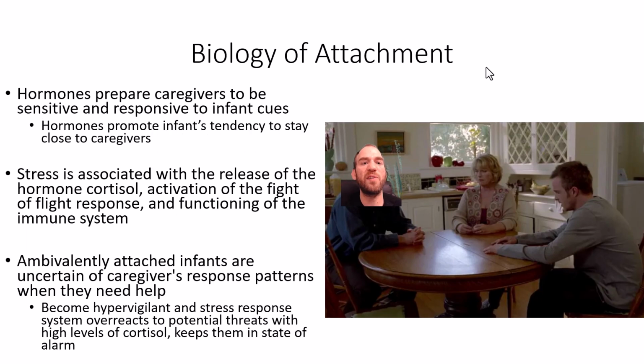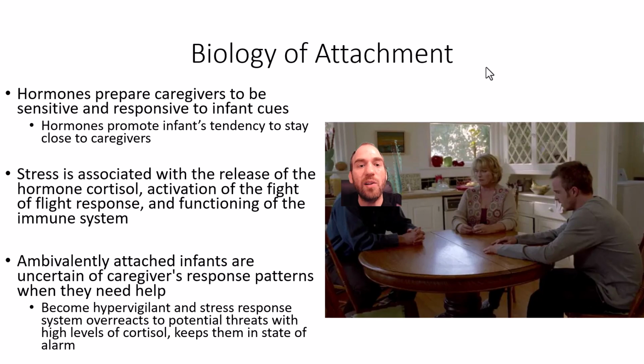Some other biology of attachment: hormones prepare caregivers to be sensitive and responsive to infant cues. Hormones promote infants' tendency to stay close to caregivers. Stress is associated with the release of the hormone cortisol, activation of the fight or flight response, and the functioning of the immune system. Ambivalently attached infants are uncertain of caregivers' response patterns when they need help. They become hypervigilant, and stress response systems overreact to potential threats with high levels of cortisol, which keeps them in a state of alarm.